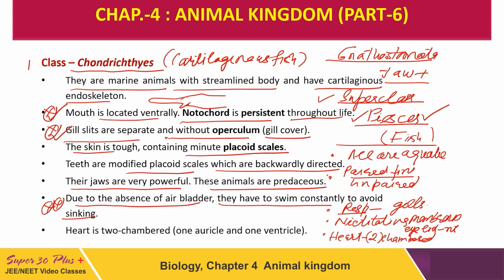See children, the fish may also sink down. Fish भी डूब जाती है पानी में यदि नहीं तैरेगी. कौन सी fish हैं? These fish are Chondrichthyes. That's why they have to swim continuously, because they don't have an air bladder. If the air bladder is there, then they can float on the surface of water for some time. Heart is two-chambered: one auricle, one ventricle.